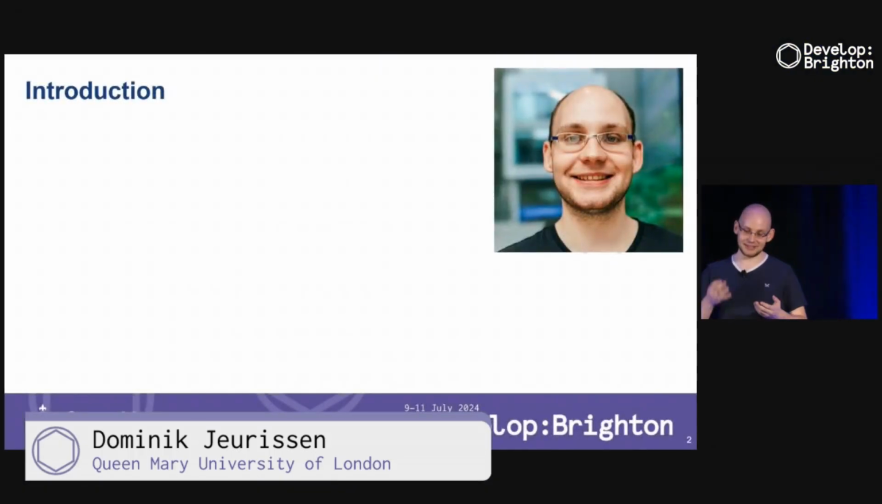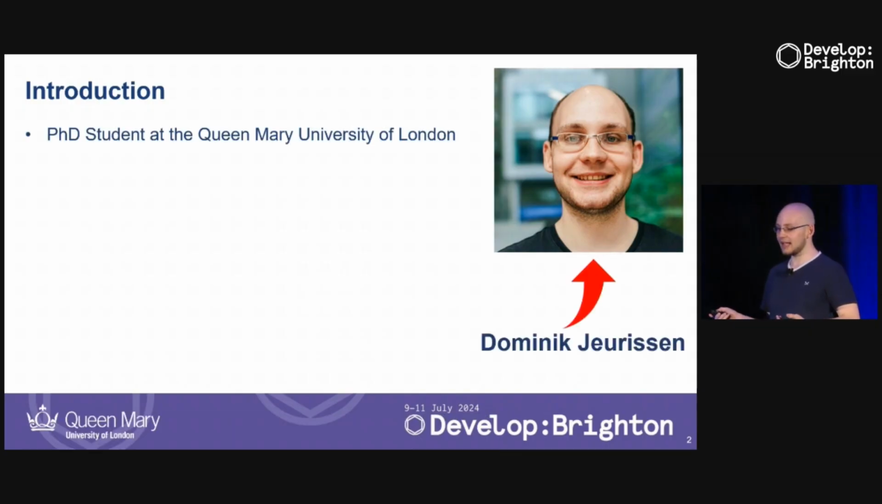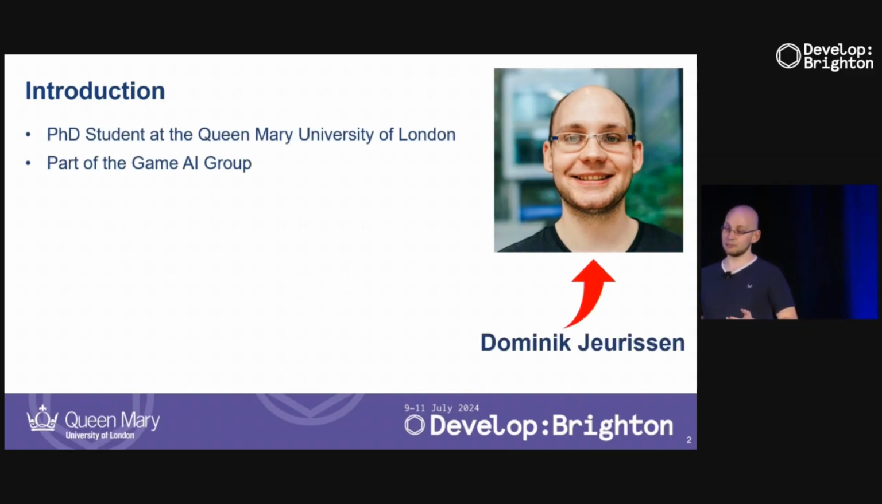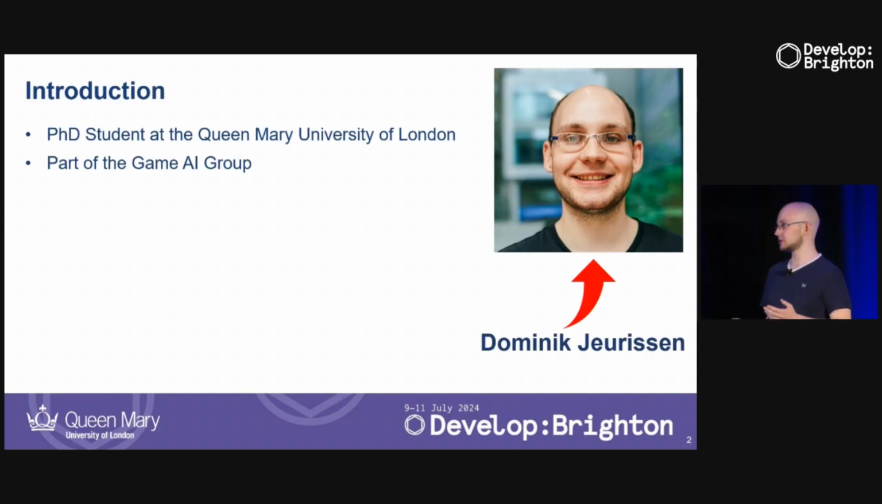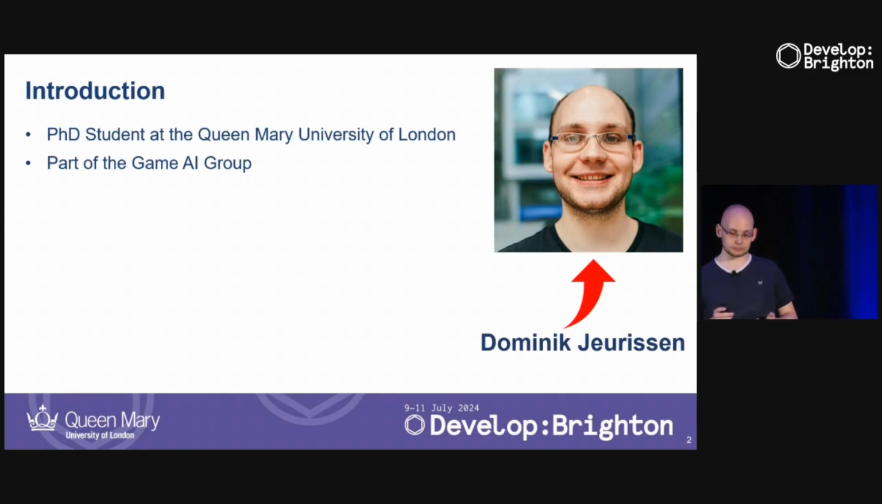So my name is Dominik Jörsen. That's me with a little bit more hair than now. And I'm a PhD student at the Queen Mary University of London, where I'm part of the Game AI group to research AI for games. How can we develop AI that plays games? How can we develop AI tools for game developers? A lot of different things.